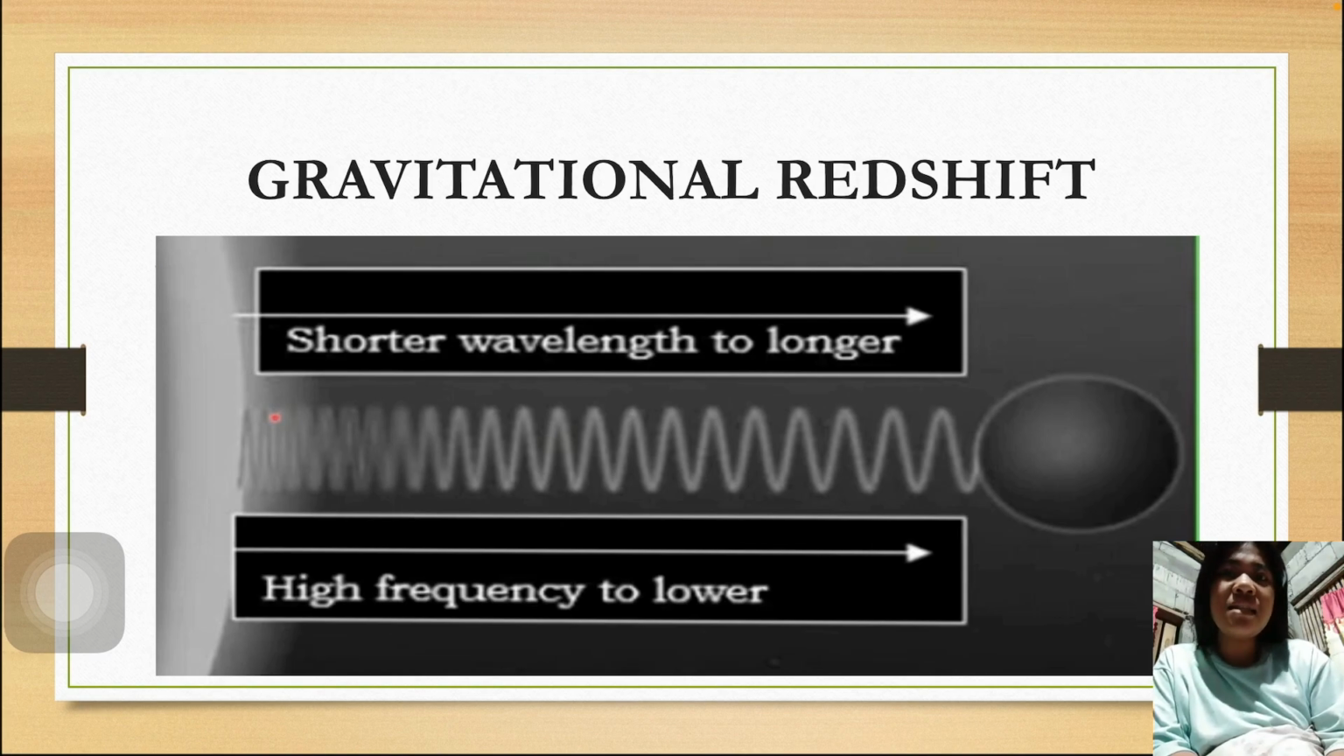Ibig sabihin, humahaba ang distansya between two waves na tinatawag na wavelength at ang frequency ay nagdi-decrease. Dahil sa electromagnetic sunlight, the light waves undergo increasing wavelength. When the wavelength increases, makikita natin na lumalayo ang bawat distansya ng bawat wave sa isa't isa. And again, frequency decreases.